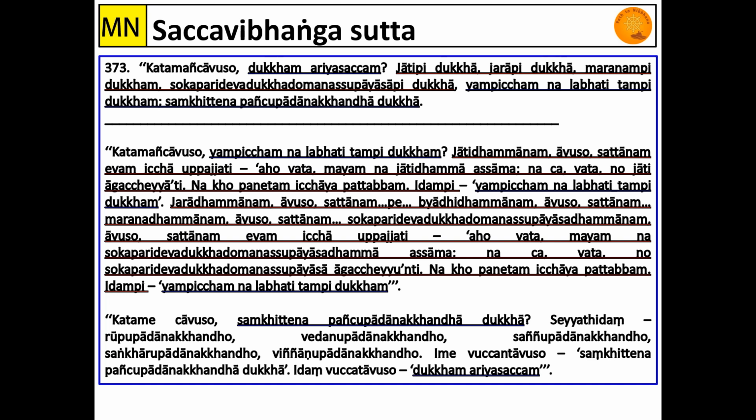Then at the end they are asking katamanchauso yampichan nalabati tampi dukkha. What is yampichan nalabati tampi dukkha? Then he explains jati dhammanang auso sattanam evang iccha uppajjati. Aho vatamayana jati dhammana assama nachavatano jati agacchayati nako panitang icchaya pattabbang idampi yampichan labati tampi dukkha.